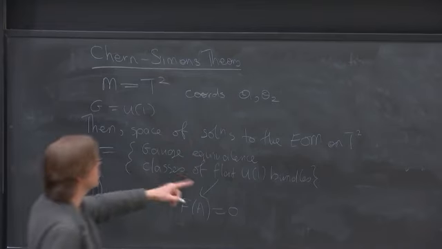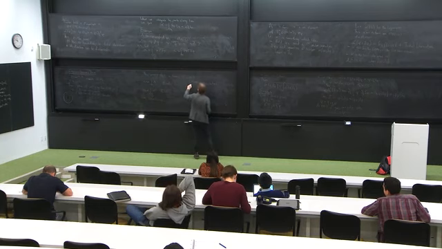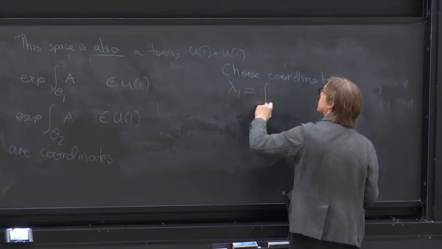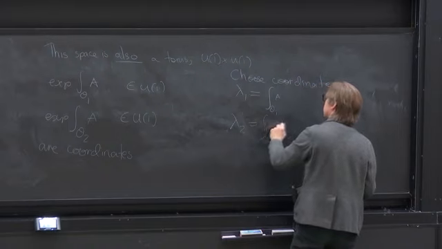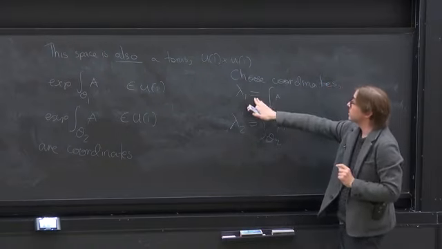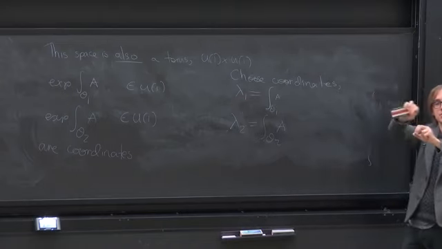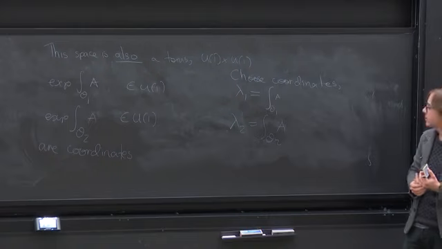So let's choose coordinates on this U(1) times U(1). It'll be convenient to choose multi-valued coordinates. Say lambda 1 to be the integral around theta 1 of A, and lambda 2 to be the integral around theta 2 of A. So these coordinates are really the logarithms of the natural coordinates. So as I move around, they kind of glue together. In other words, they have periodicity.